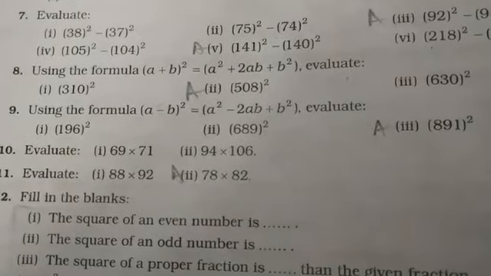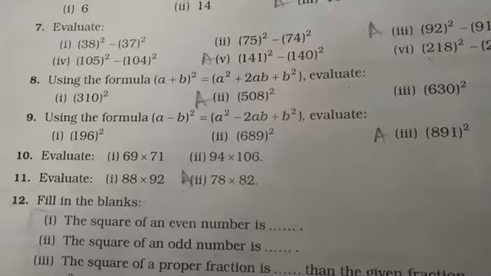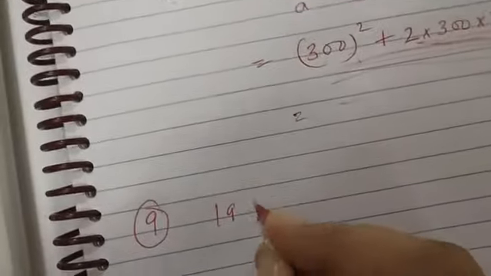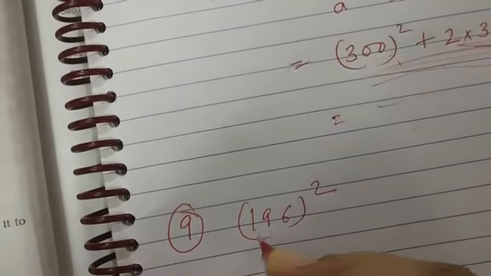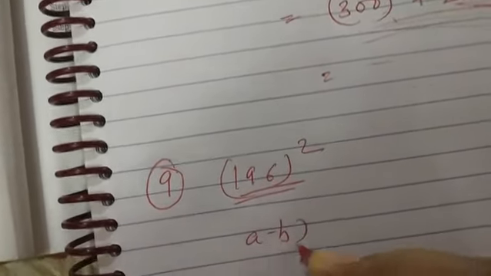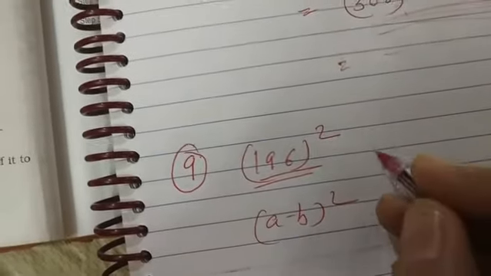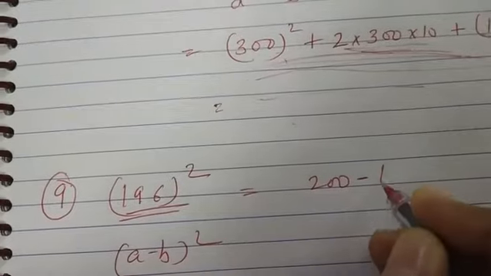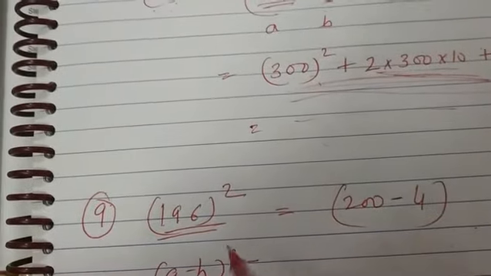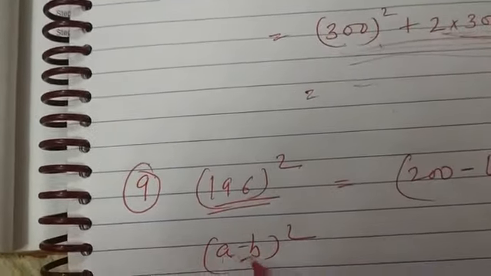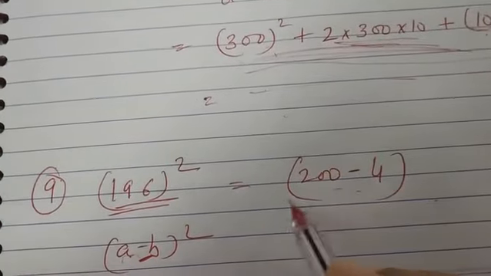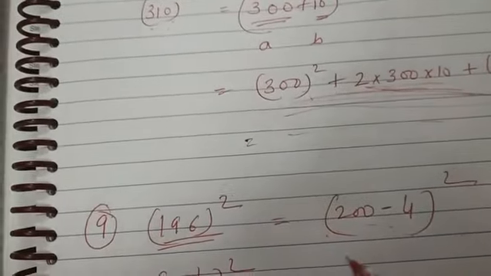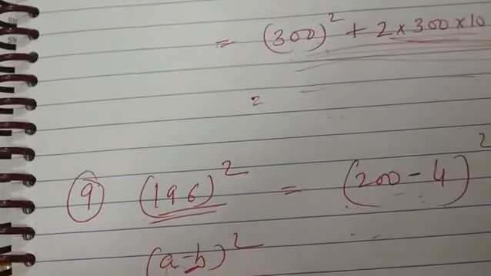Similarly, in question number 9 also you have to use the formula (a - b) whole square. So 196. You have to use the formula (a - b) whole square. So this can be written as 200 minus 4, because we have to use the formula a minus b. That's why we have taken the minus sign here. So 200 minus 4 will be equal to 196, whole square. Now use the formula and find out the answer.